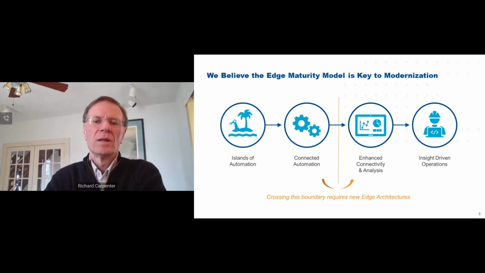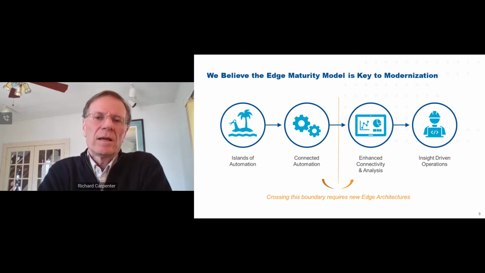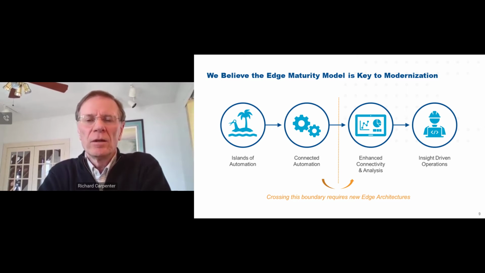And so this border is what you have to cross in order to get to what we view as the current state of the art, really the next generation wave of where people are going, and that's enhanced connectivity and analysis. And the big difference between these two is through edge architectures, you start to bring in information not available traditionally in the control systems architecture. And a lot of times you do that actually in parallel and independent of the control system.